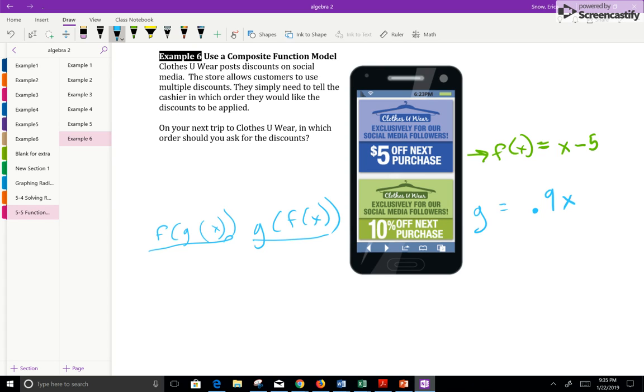So I'm going to do f of g of x in green. I'm going to replace my g function with my f. So I'm going to get 0.9x minus 5. And that's if I do the 10% off first, and then the $5, if I do them in this order.